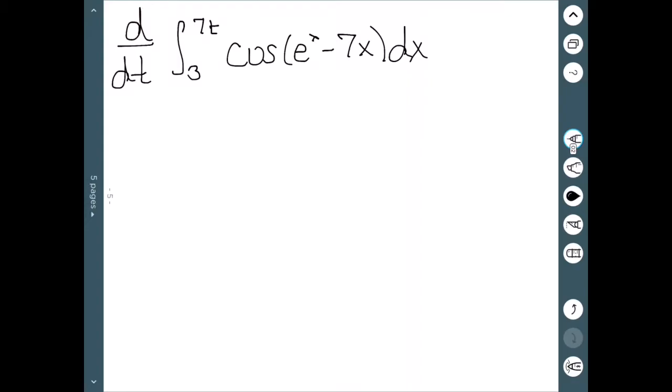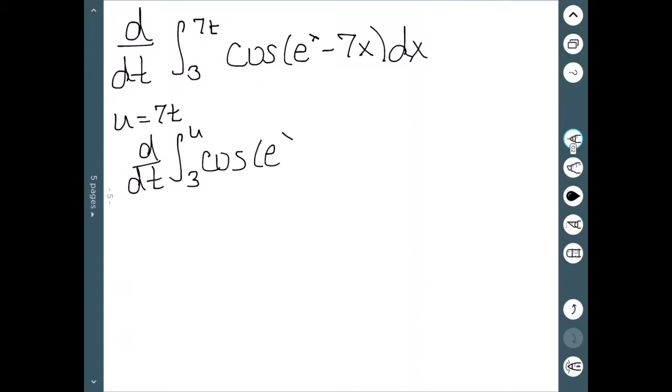Now let's try this one. This one differs slightly because of our upper bound that has a 7t. Essentially, we're going to do a slight substitution. We'll let u be equal to 7t. So now we have the derivative from 3 to u. And this looks closer to what we want it to. We no longer have something built in.